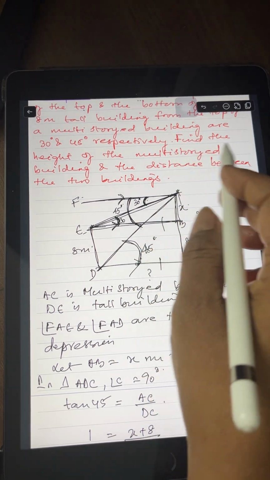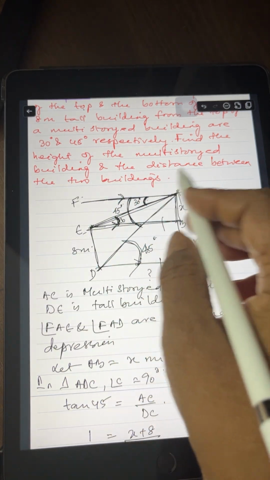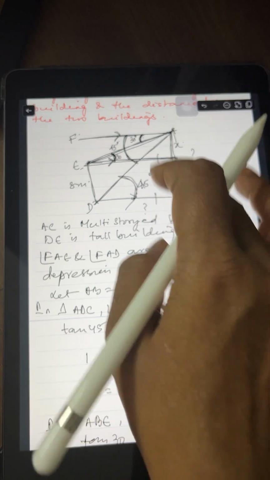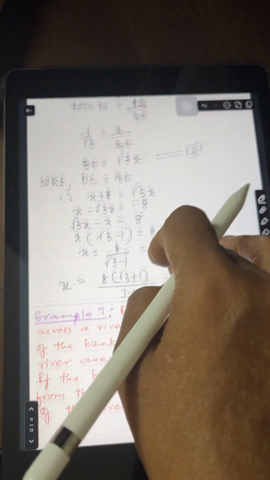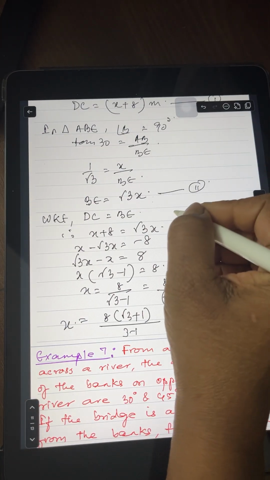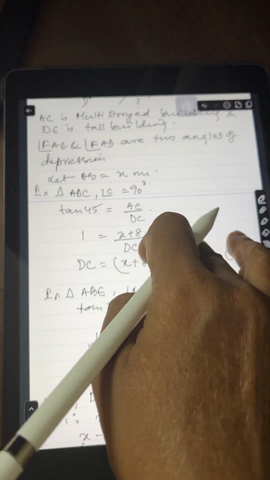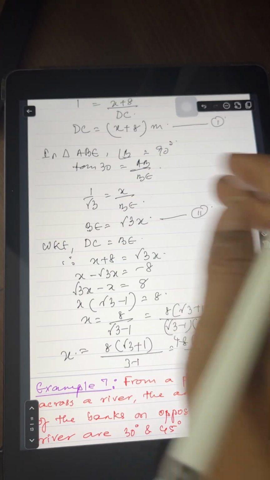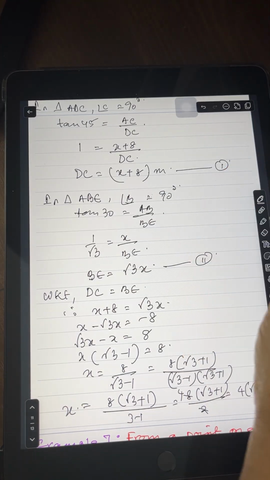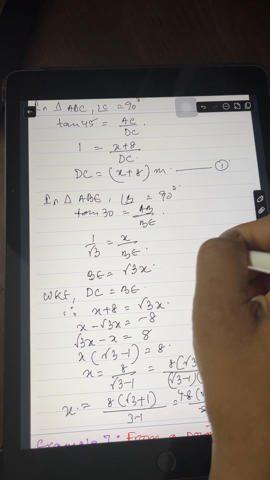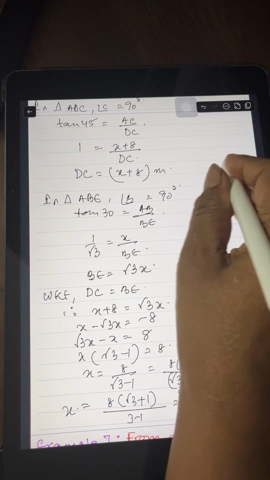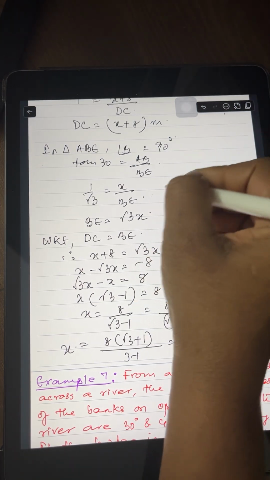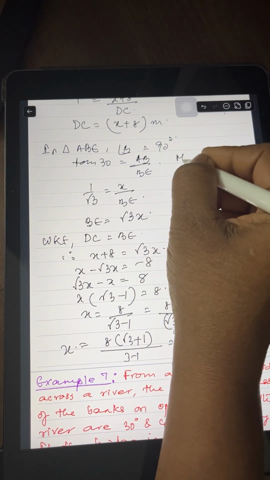Now what is he asking? Find the height of the multi-storied building and the distance between the two. So the multi-storied building is AB plus BC. Where will I write it? I will remove this so that I can write it here. AB, multi-storied building.